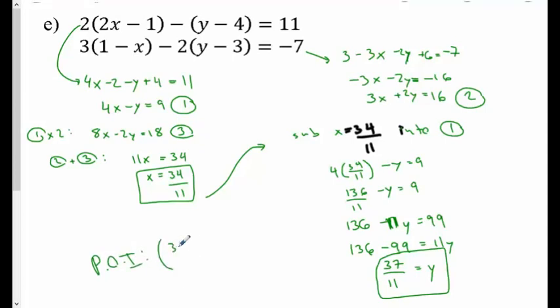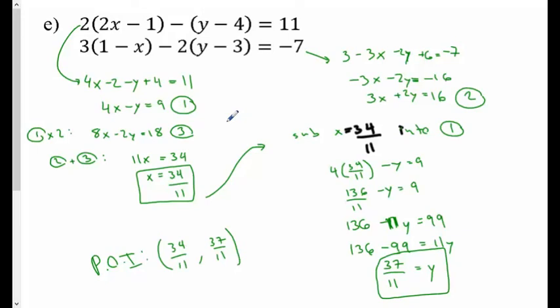34 over 11, 37 over 11. So this one wasn't too much more tricky than ones we've done before. The only difference here is that we had to expand our equations before we could do some elimination, and then we had to multiply one of our equations by 2 so that we had matching coefficients.